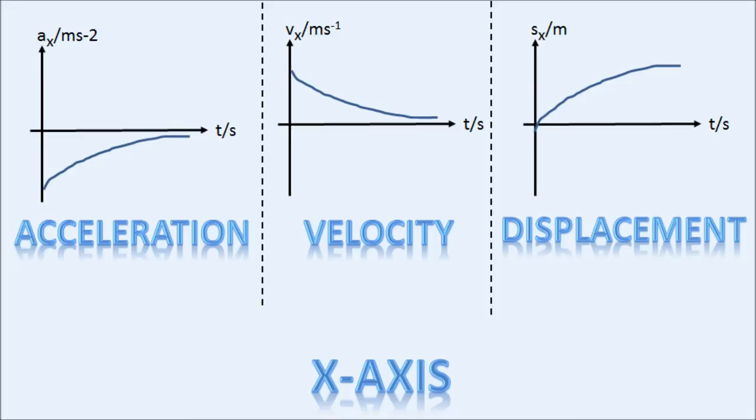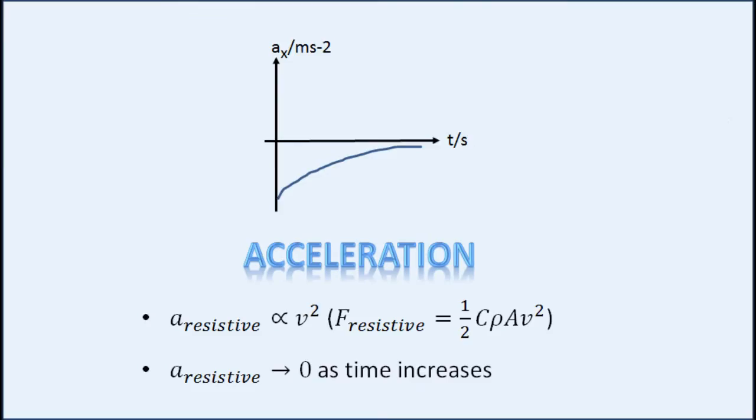For this component, taking forward direction as positive, the weight of the shuttlecock does not affect the motion as its line of action of force is perpendicular to the x-axis. The only force acting in this direction is the air resistance, which is directly proportional to the square of the velocity, shown in the formula on the screen.